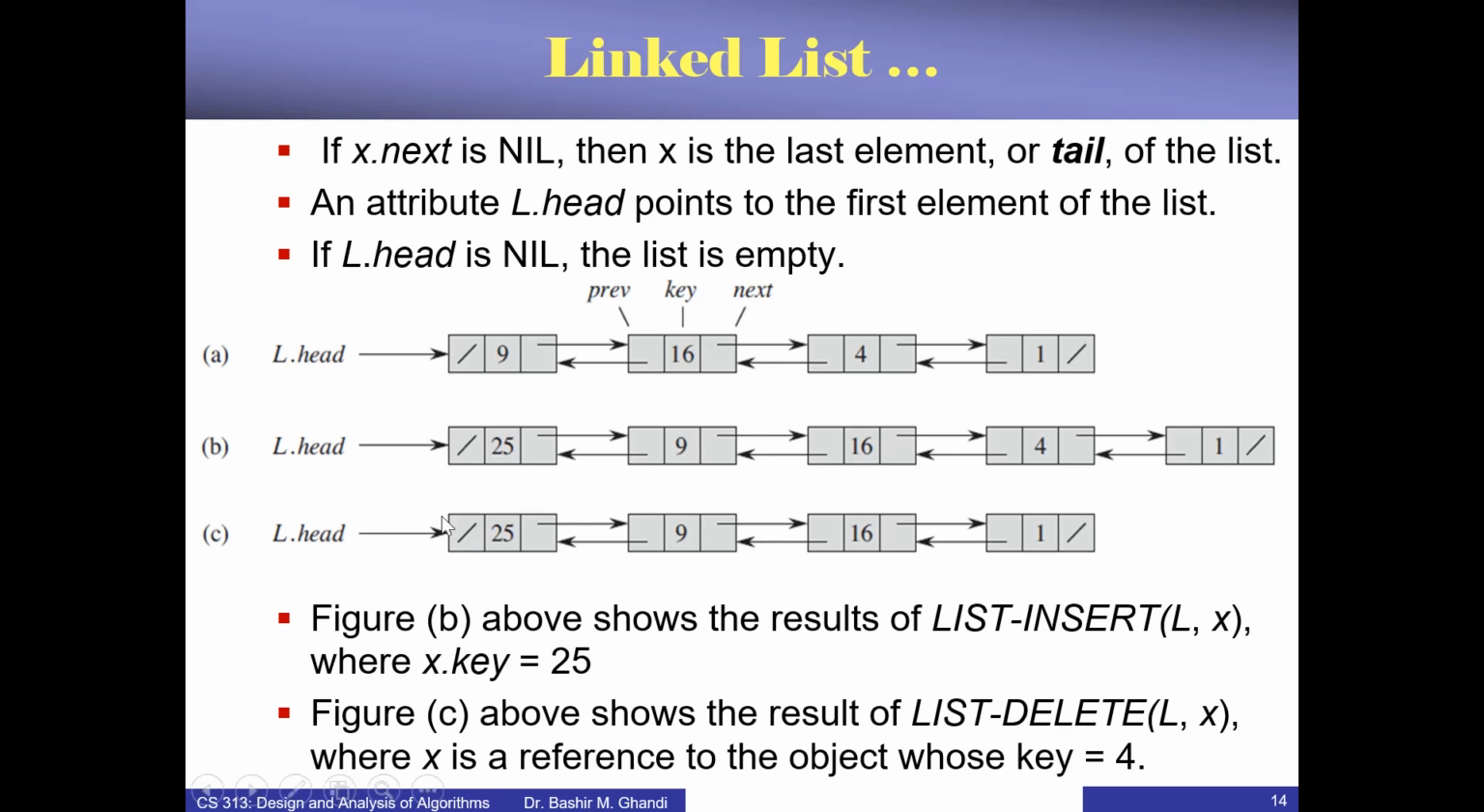So here, what figure C is showing is assuming we send a node referencing the one containing 4. Deleting that will make the next of the node containing 16 point to 1, as you can see here, and the prev of the node containing 1 point to the node containing 16, thereby deleting the node containing 4.